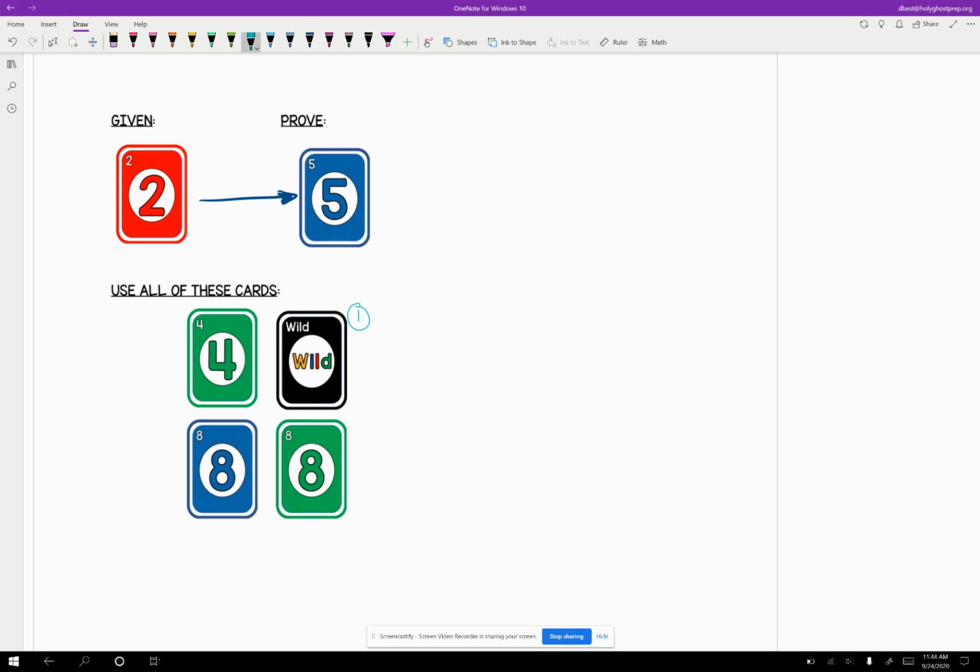So I'm going to change my color to green, and then I'm going to play the green 4, the green 8, followed by the blue 8. And the blue 8 matches in color of my blue 5. So make sure when you thought about this, you played all 4 cards.